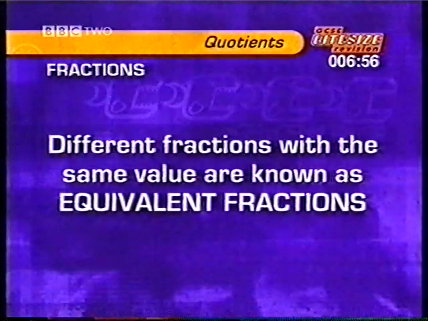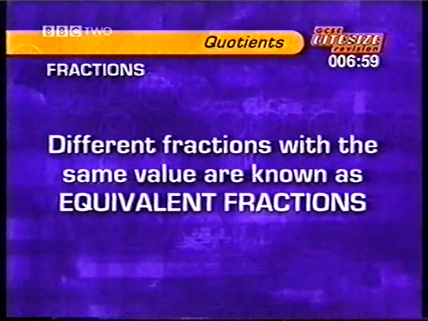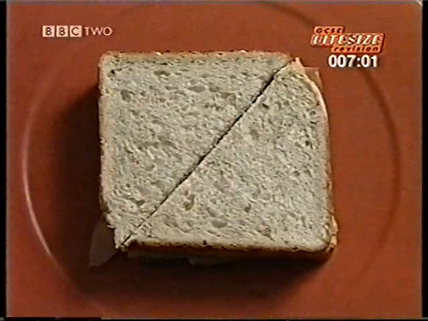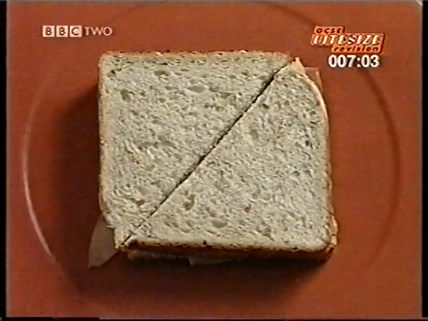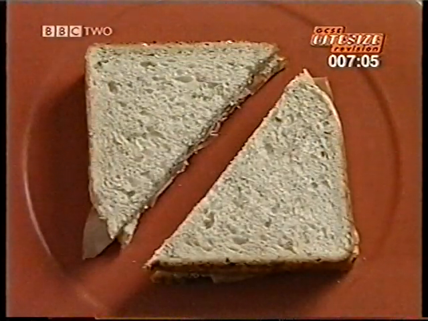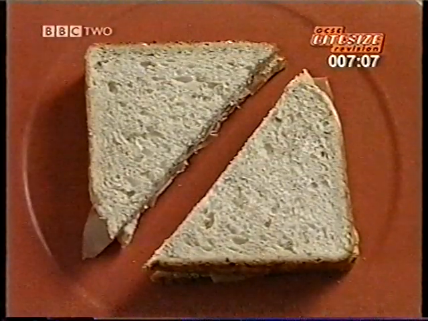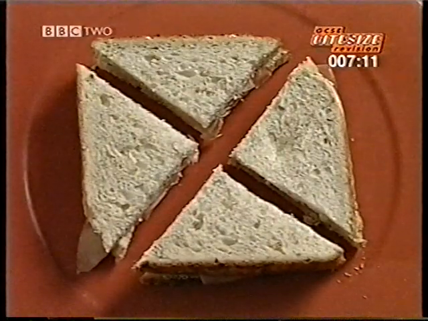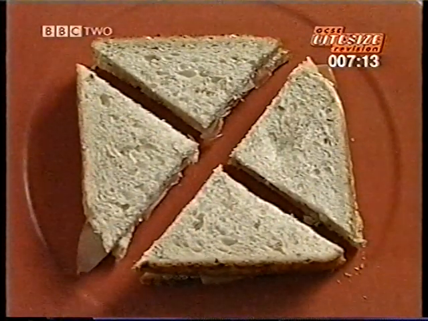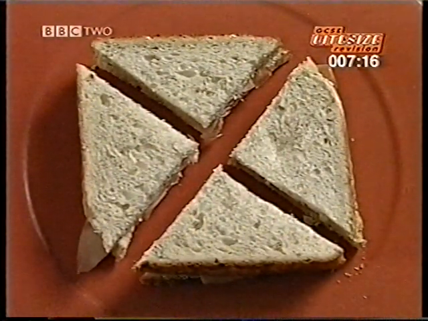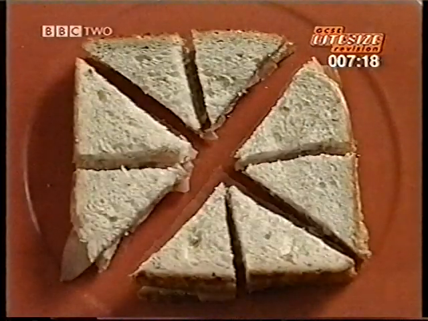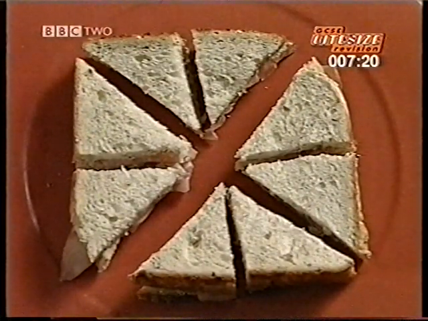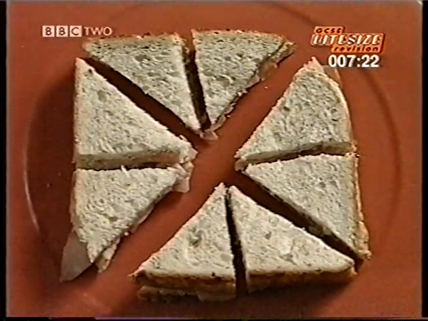Different fractions with the same values are known as equivalent fractions. For example, if a sandwich is cut into 2 parts and you have one of those 2 parts, then you get half a sandwich. If you have a sandwich cut into 4 parts and you have 2 of those parts, then you still get half a sandwich. If the sandwich is cut into 8 parts and you've had 4 of those parts, then again you've had half a sandwich.